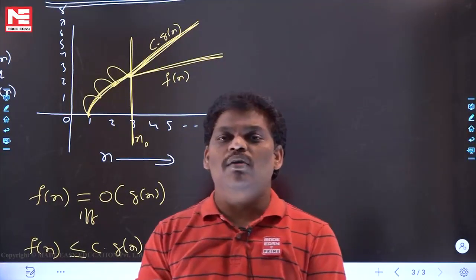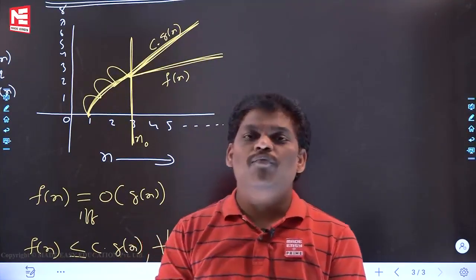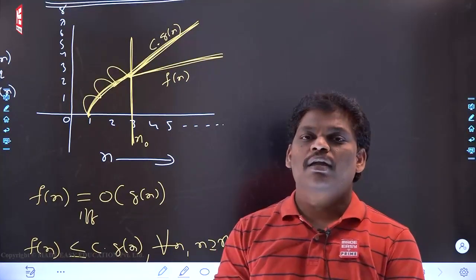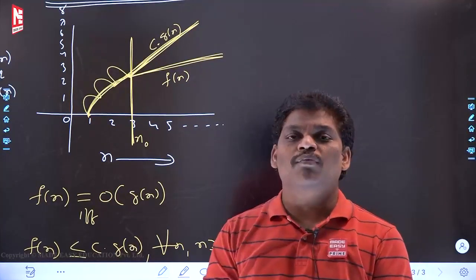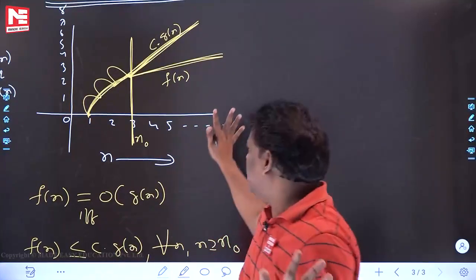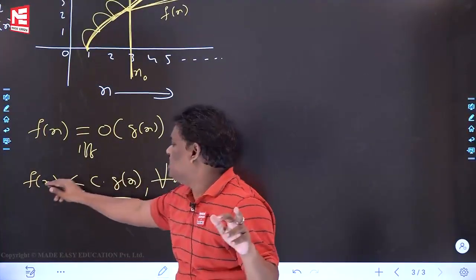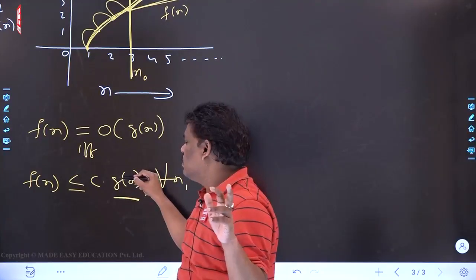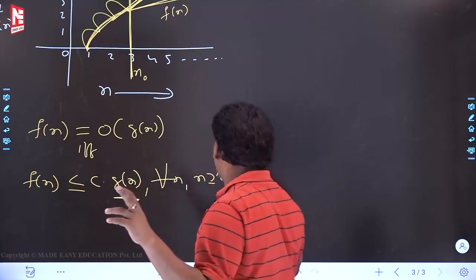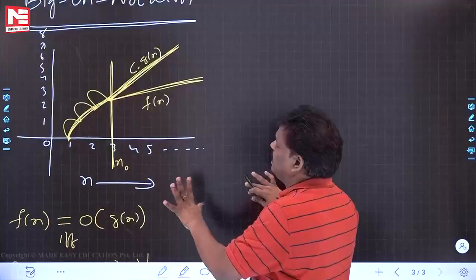F of n is big O of g of n. The meaning is, comparing f of n and g of n, g of n will be bigger from n0 onwards after taking c's help, right? This is the same thing I said. G of n is bigger than or equal to f of n after taking c's help from n0. The same thing I showed in the form of a diagram.